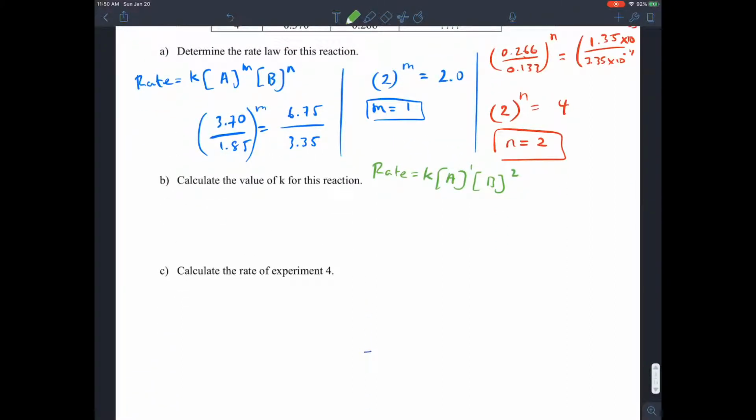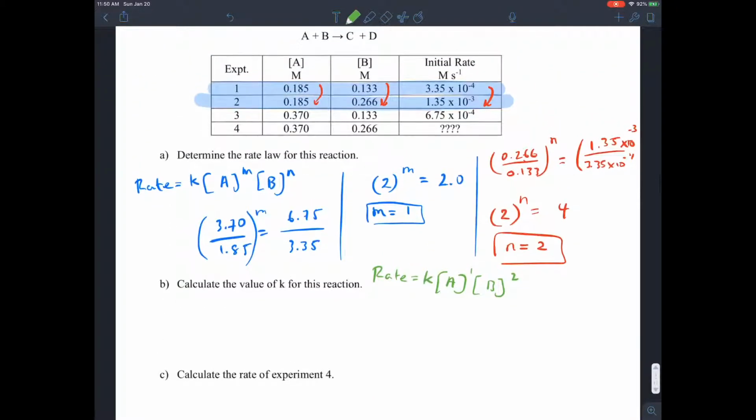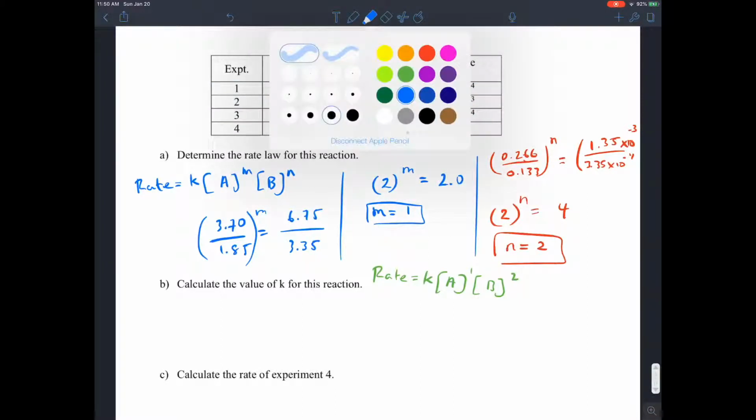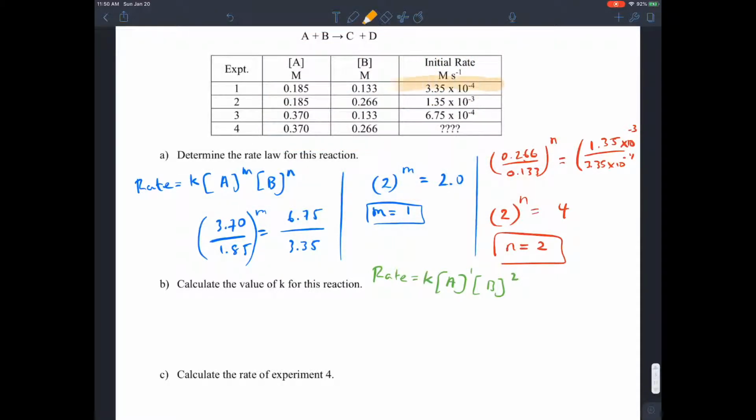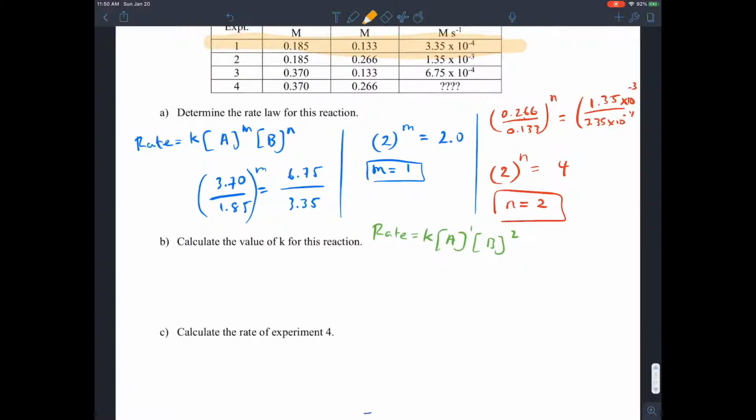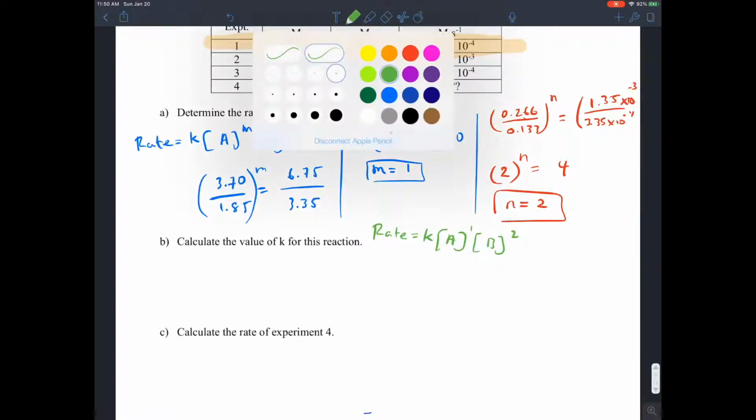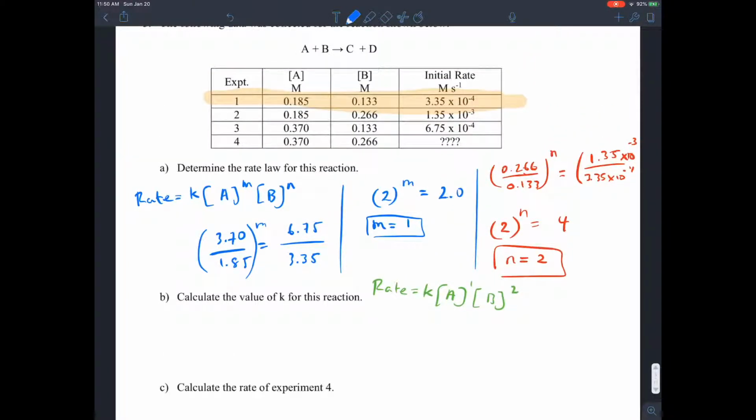So let's go for part B. Calculate the value of K for this reaction. To do that, what I want you to do is pick any row from this data set. Let's just use row 1 here. We're going to literally plug in our values for everything in this rate law and solve for the unknown, which is going to be K in this case. Since we're using row 1, my rate is going to be 3.35. I'm just going to write it again.